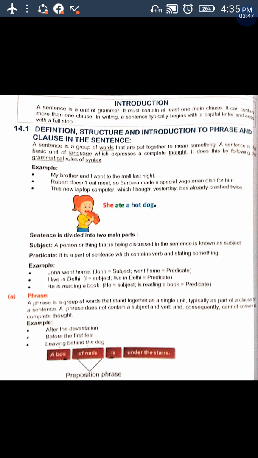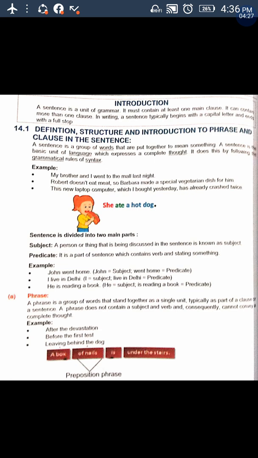Now at last see, I've given a full sentence. A box of nails is under the stairs. Now what is a box? A box is the subject which is not in the phrase. Under the stairs is a predicate. I'll explain to you all what is subject and predicate also. Okay. A box is the subject and under the stairs is the predicate which are not there in the phrase. Of nails is the phrase. Okay.